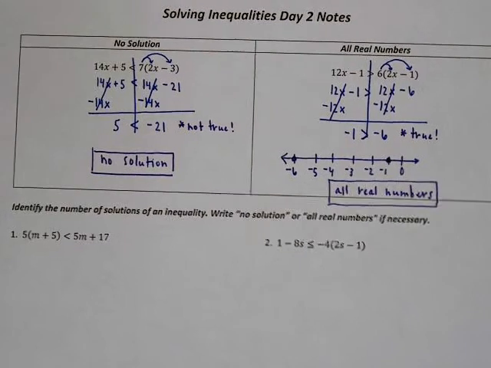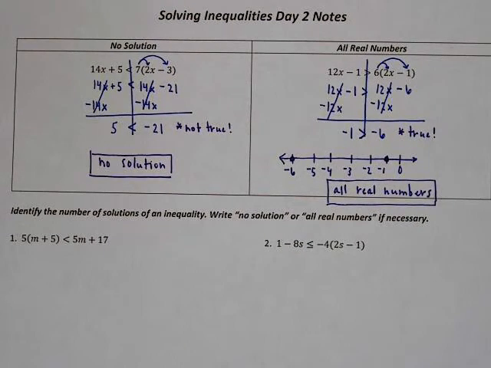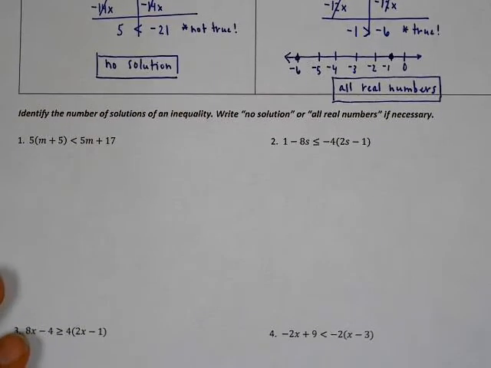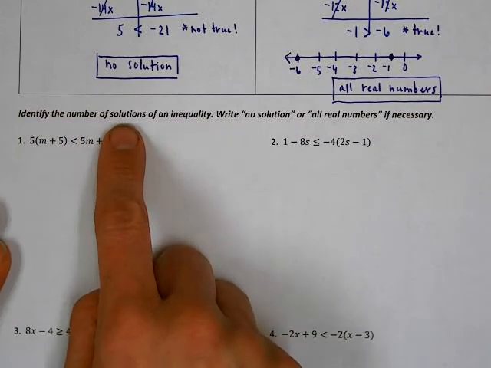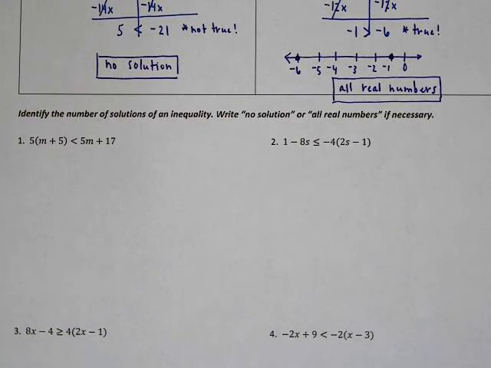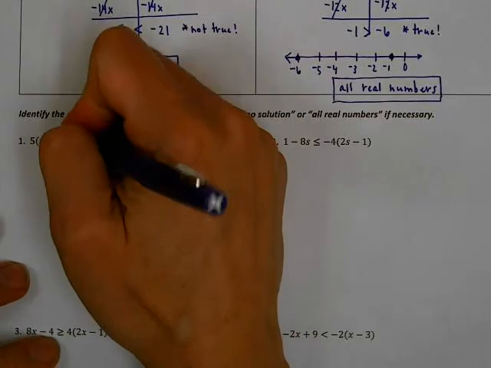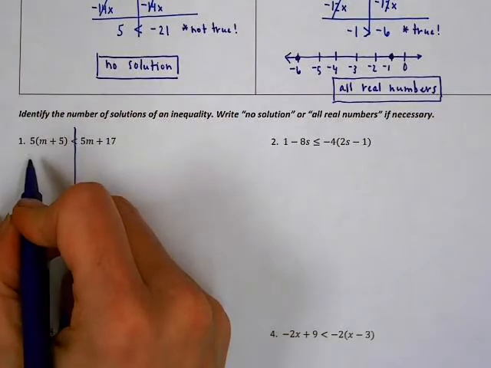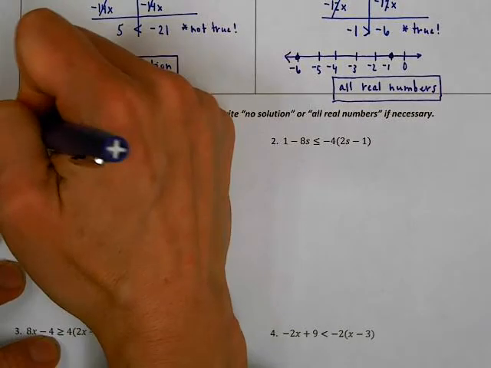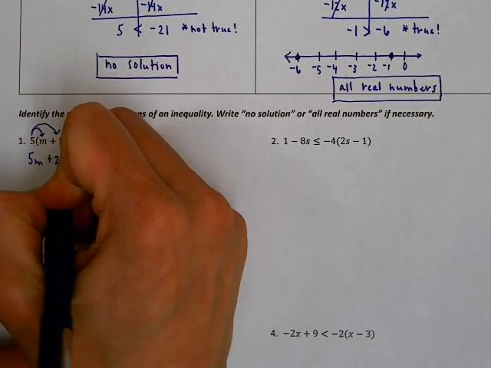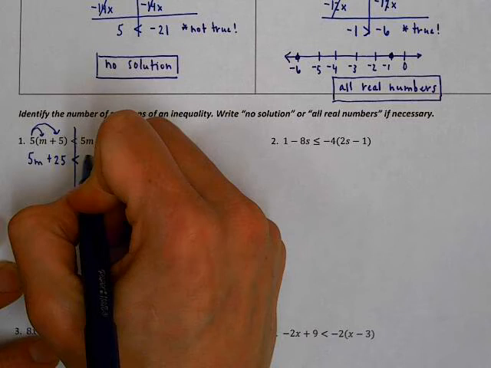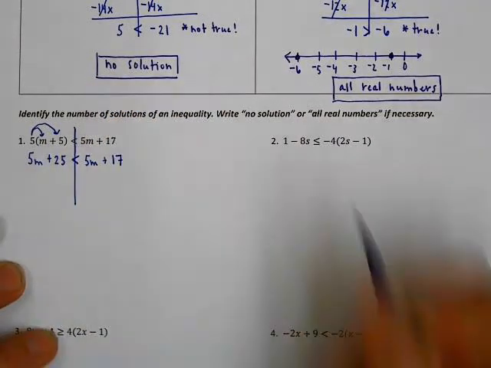All right, we're just going to do a couple more examples to make sure we've got the mechanics of this, and then we'll use the last two as practice in class. Our directions again say identify the number of solutions of an inequality, and we're going to write no solution or all real numbers if necessary, if we have a case like we did above. For number 1, this time I'm noticing my parentheses are on the left. I'm still going to distribute. So I have 5m plus 25 is less than 5m plus 17.